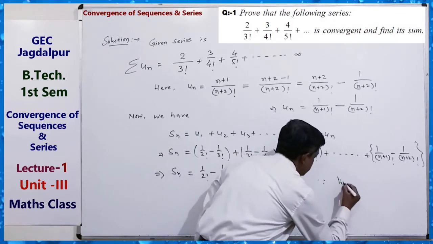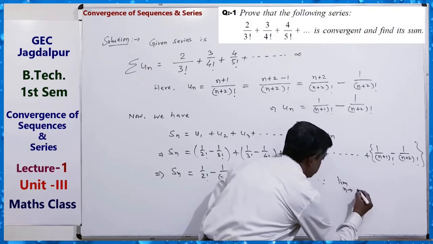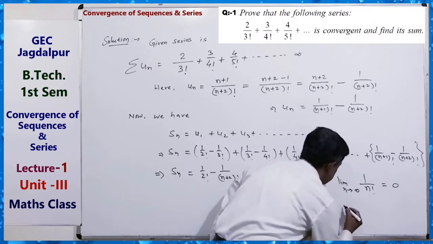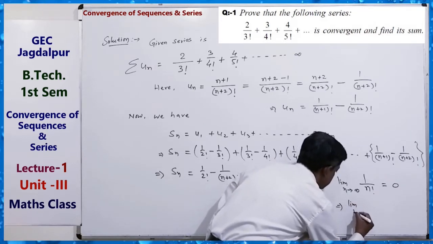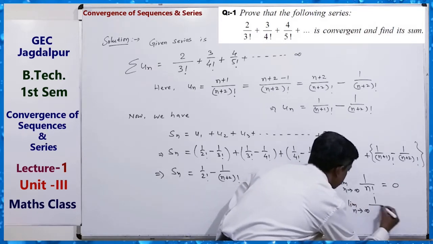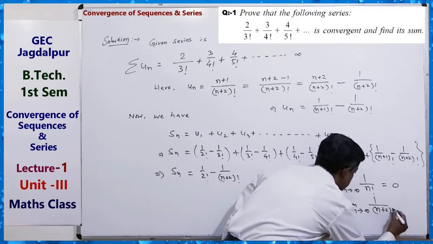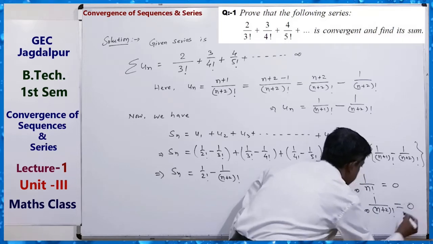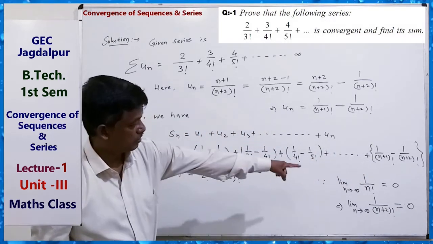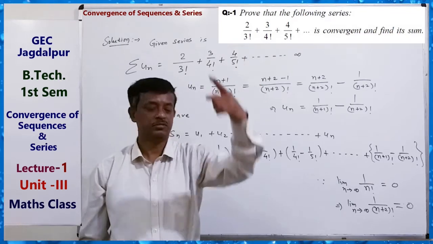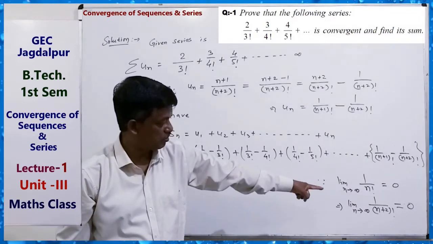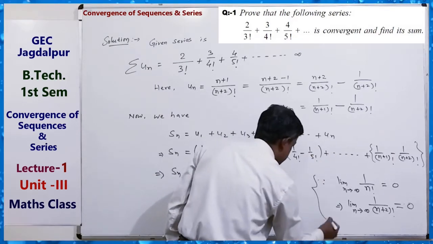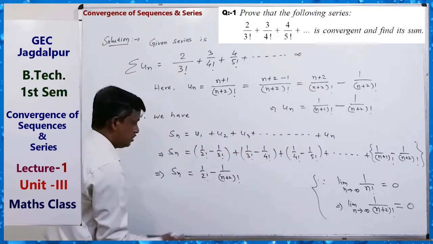Since limit n tending to infinity 1 by n factorial is equal to 0, it implies limit n tending to infinity 1 by (n plus 2) factorial is also tending to 0. So limit n tending to infinity 1 by (n plus 2) factorial equals 0. This is a special type of limit, so just use this type of limit.